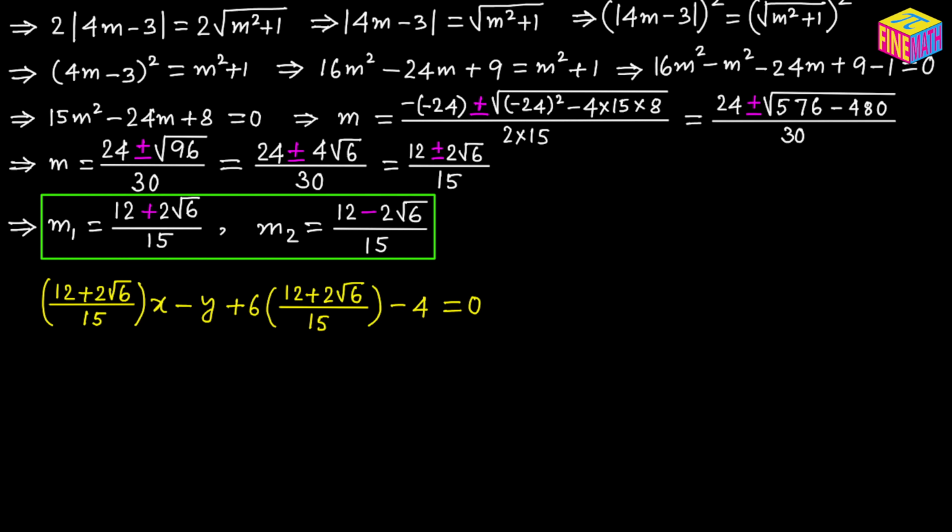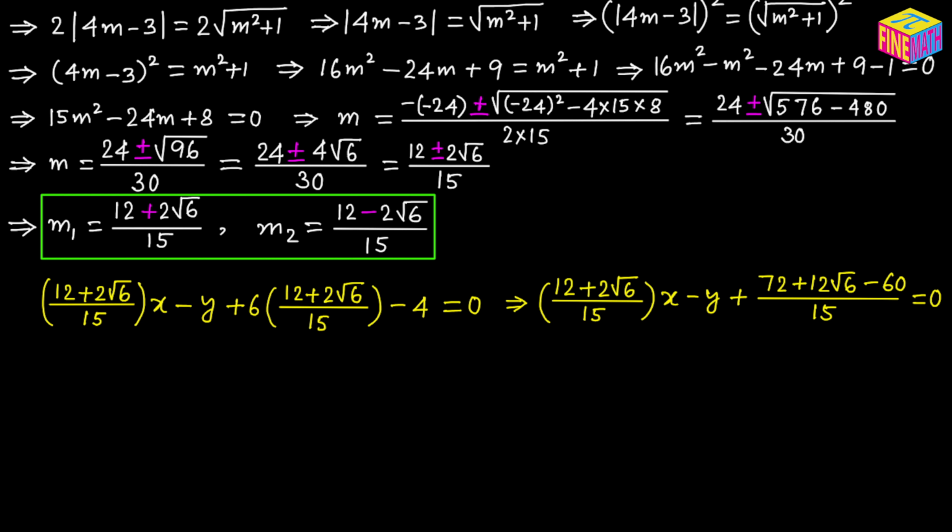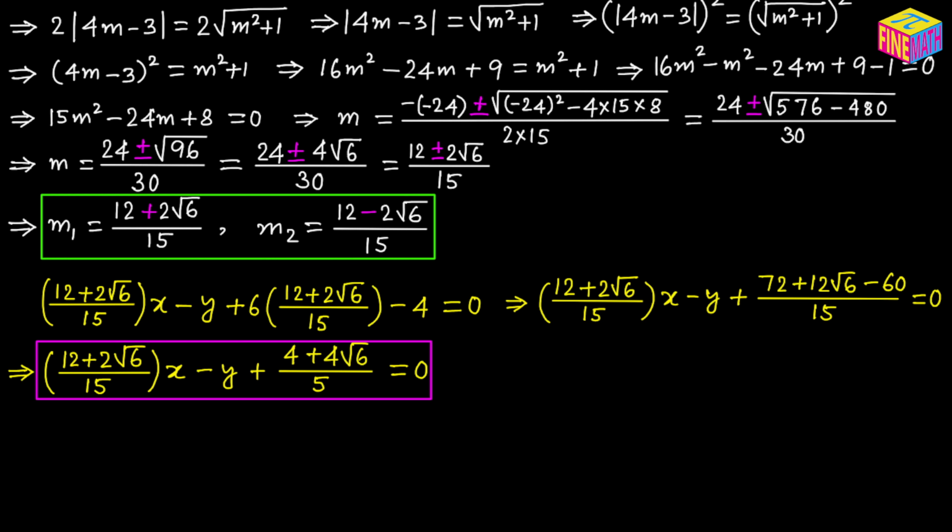I have simply plugged in the value of m in the equation of the direct common tangent, and if we simplify that a little bit, it's going to look like this, and finally it looks like this, and that is the equation of the first direct common tangent.